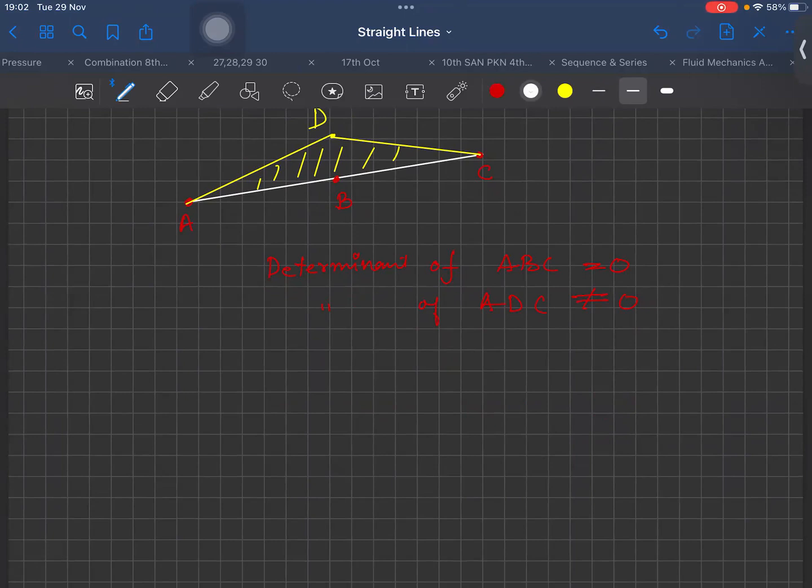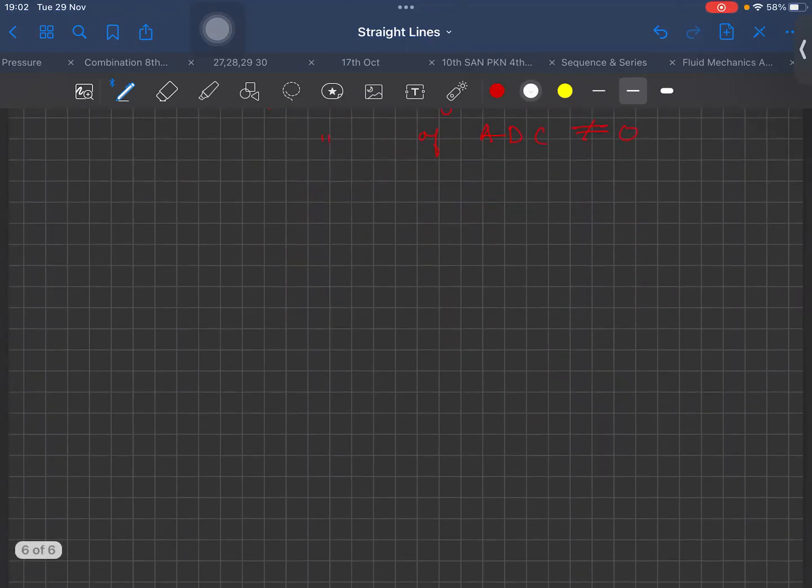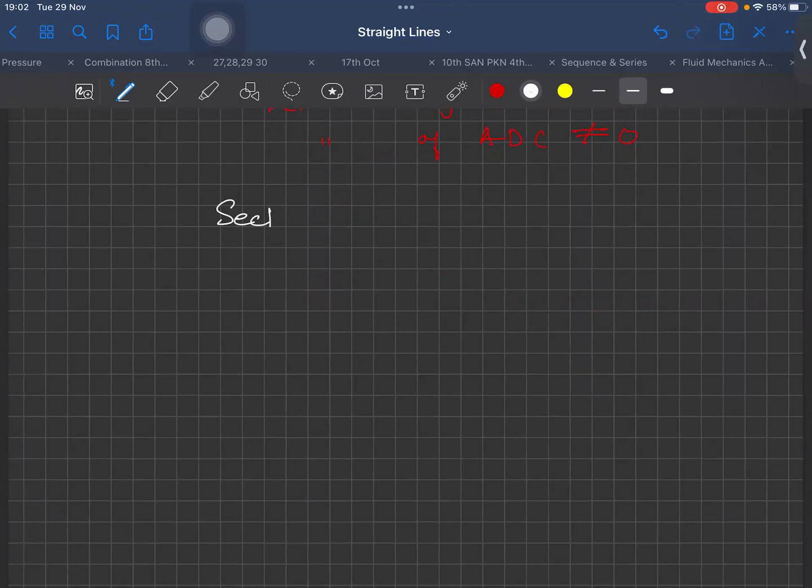Okay, so and write down next section formula. Section formula.